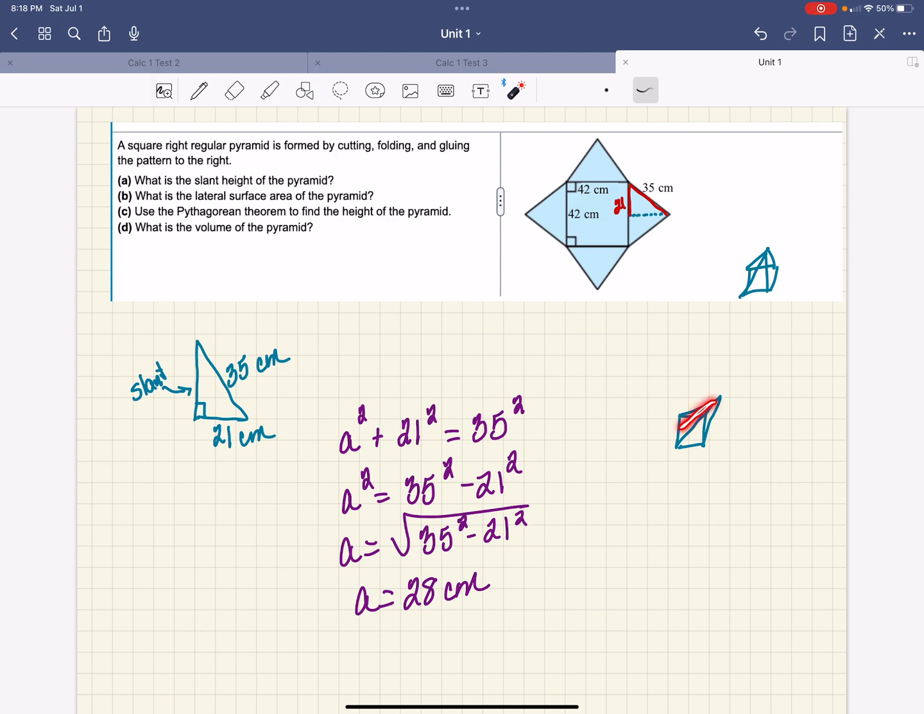So that is this outside slant. If I was sliding down the pyramid perpendicular to this base and hit it right in the middle, that's what my slant height would be. So I've got 28 centimeters. Okay. What is the lateral surface area of the pyramid? Remember, lateral surface area of the pyramid doesn't include the base. So it is this part right here: this plus this plus this plus this.